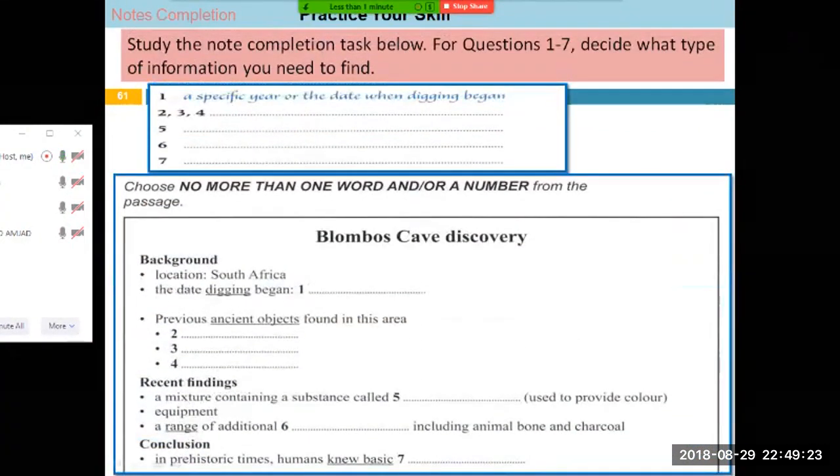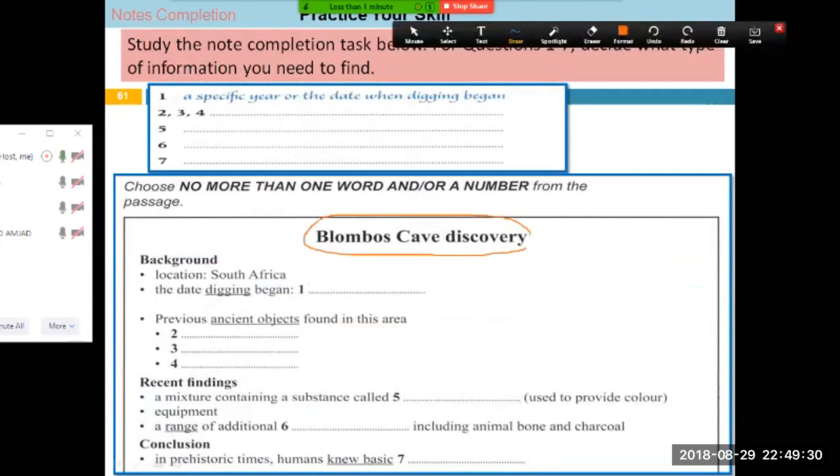Now, if you see, there's one heading for the whole question, and then there are subheadings. These subheadings actually help you find out where your answer may be present. Like background, I have to check. Just have a look at this. What was the location? This is the same paragraph. Blombo.